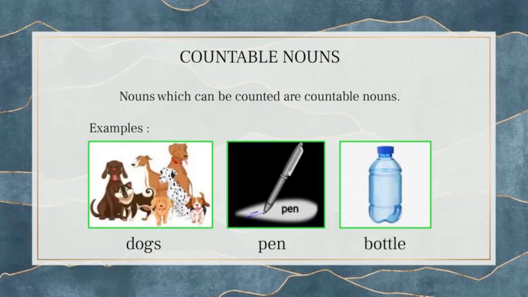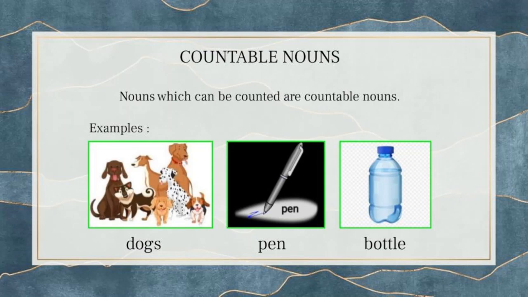Students, today we are going to learn about countable nouns. Before that, what do you mean by noun? A noun is a naming word which refers to a person, place, animal, thing, or idea.